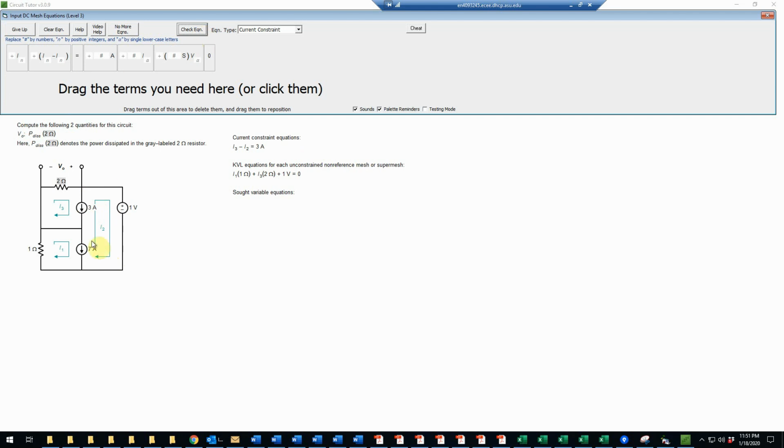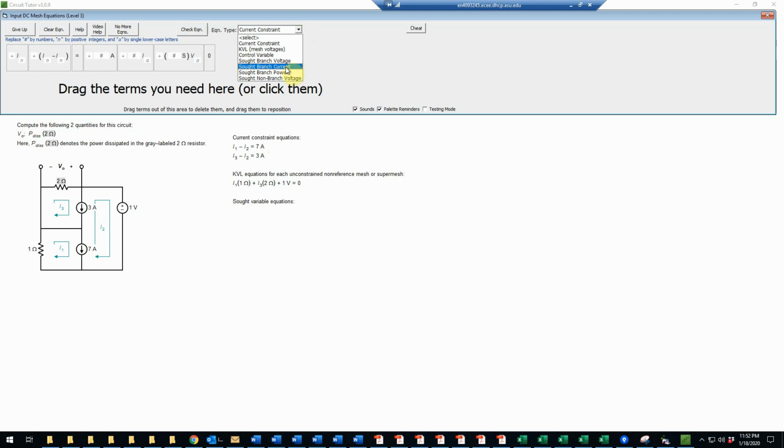So that's correct. And now we will do a corresponding thing for the 7 amp source. So again, it has two mesh currents through it, so we will again need a difference of mesh currents equal to the fixed value of that source, which would be the 7 amps. And this time, I1 is going down through that source since it's flowing clockwise. And I2 is going up through the 7 amp source, so that's the one with a negative sign. And so we have the polarity correct, so we check that. And that's correct.